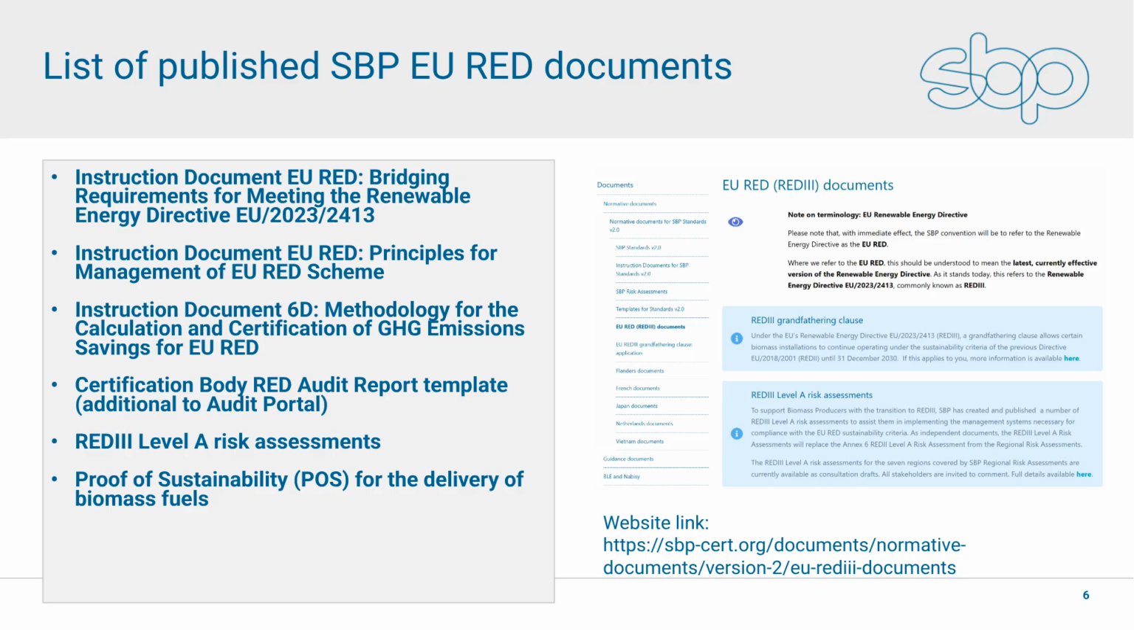We also have RED 3 Level A risk assessments. These may be developed by SBP itself under the SBP RA procedure or recognized from other voluntary schemes or authorized organizations. Finally, SBP has developed the proof of sustainability. This document is used to pass EU RED compliance information outside SBP's own traceability tools, such as the SAR report and the DTS. All EU RED 3 documents are available on the SBP website at the link shown on the slide.